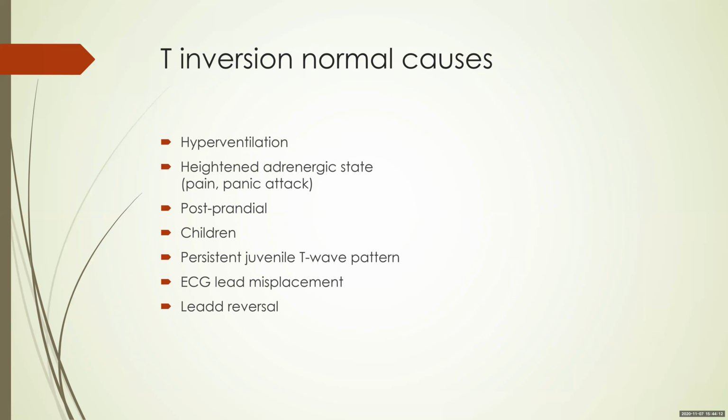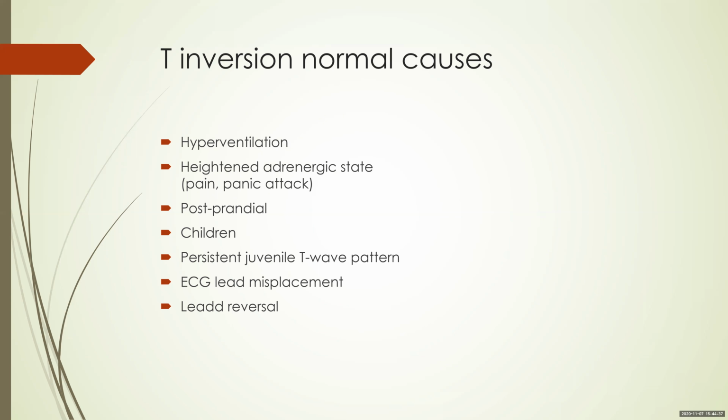Just to highlight, T inversions can occur due to normal variants. Hyperventilation: you ask a patient to hyperventilate, and you can see shallow T inversions in V1 to V3. Heightened adrenergic states like pain and panic attacks can also cause T inversions. Postprandially, after food, some people can have T inversions. Children can have T inversions, especially those less than 12 years of age.